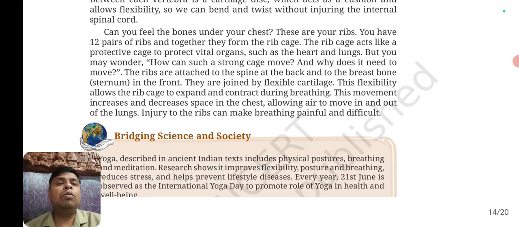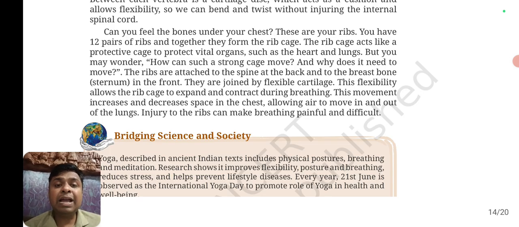So can you feel the bones in your chest? Okay, there are ribs which are protecting the lungs and our heart. So the rib cage protects our vital organs, that is lungs and heart. So how can such a strong cage move? Ribs are attached to the spine and the breastbone, sternum, in front. They are joined by flexible cartilage, so a little bit of movement is allowed. When we breathe in and breathe out, that helps the lungs to expand and contract.